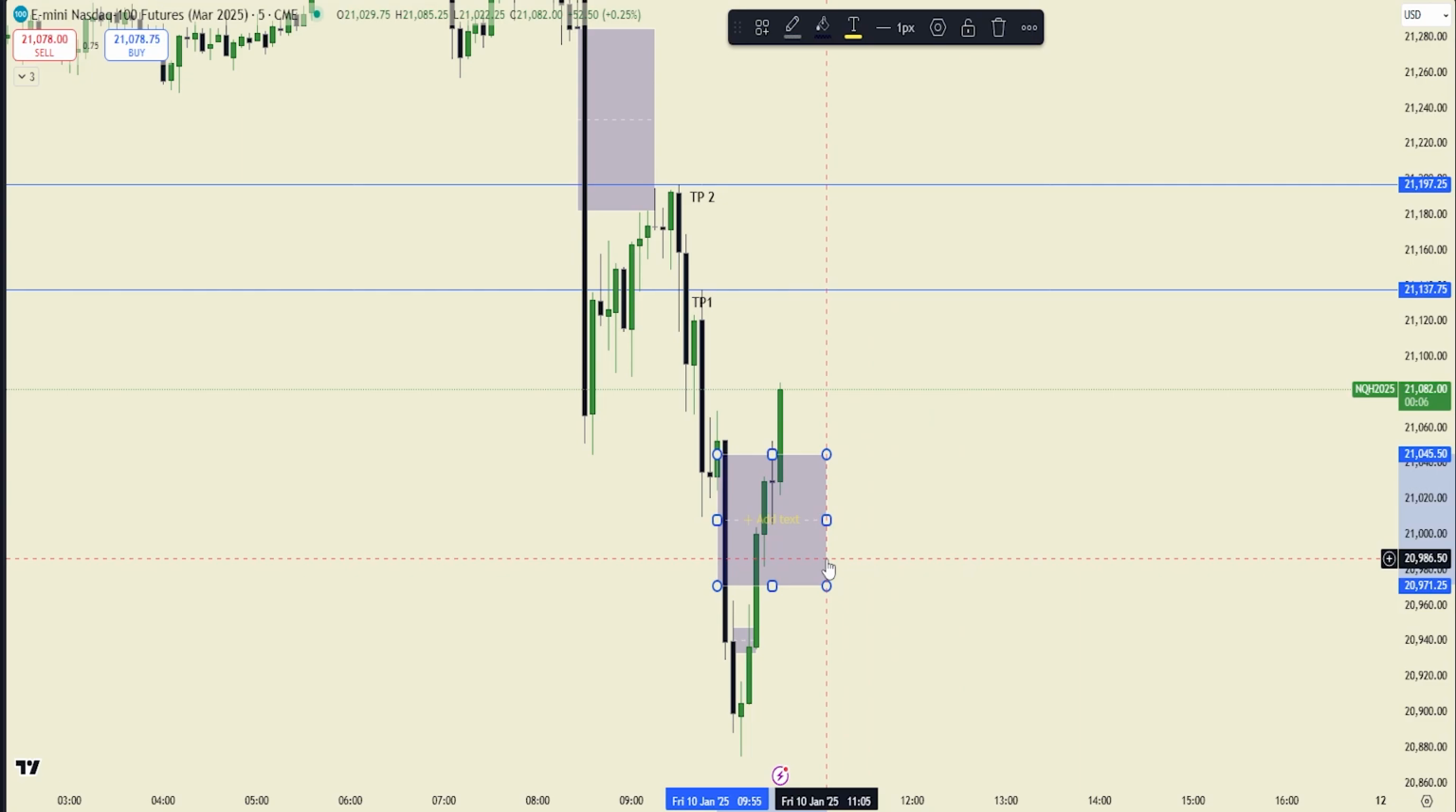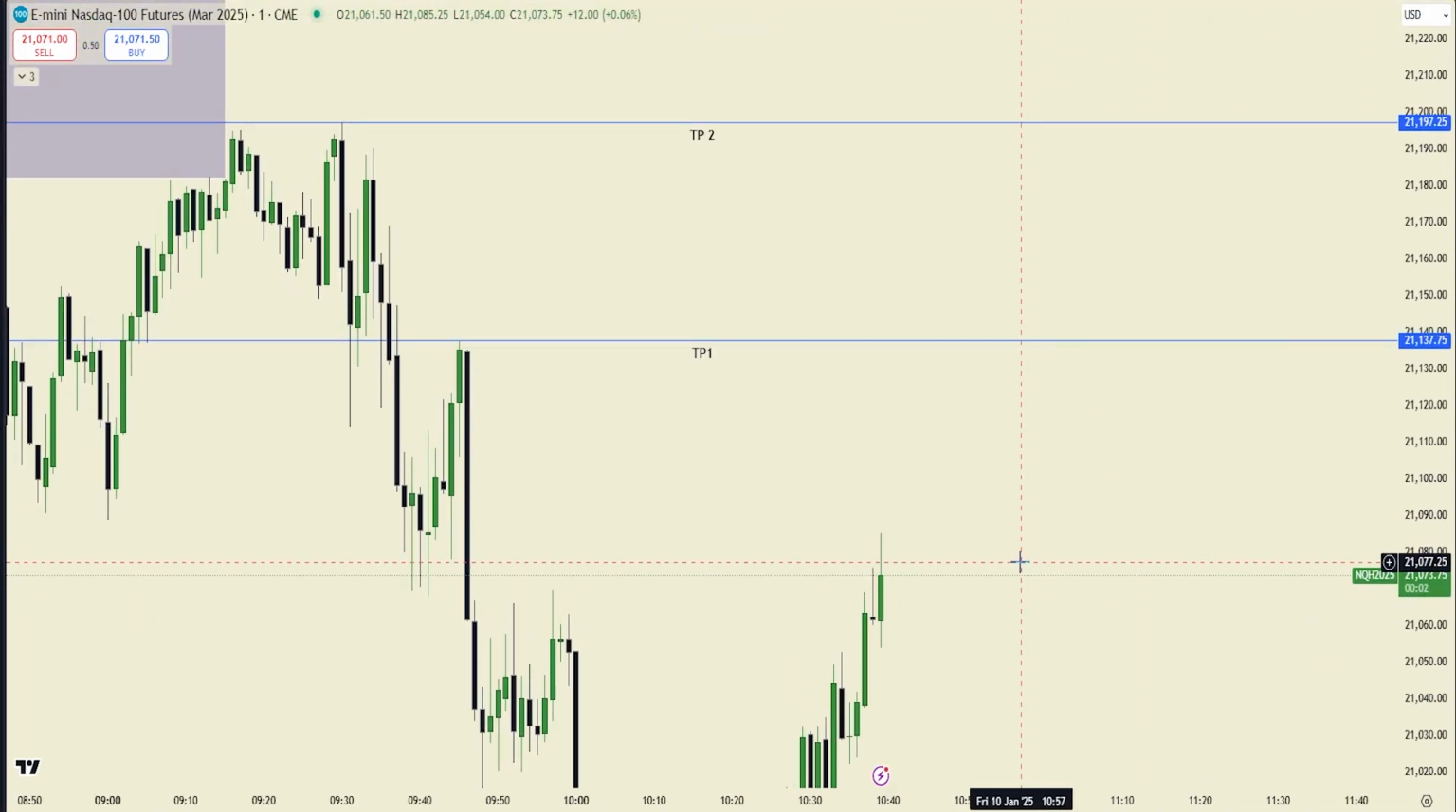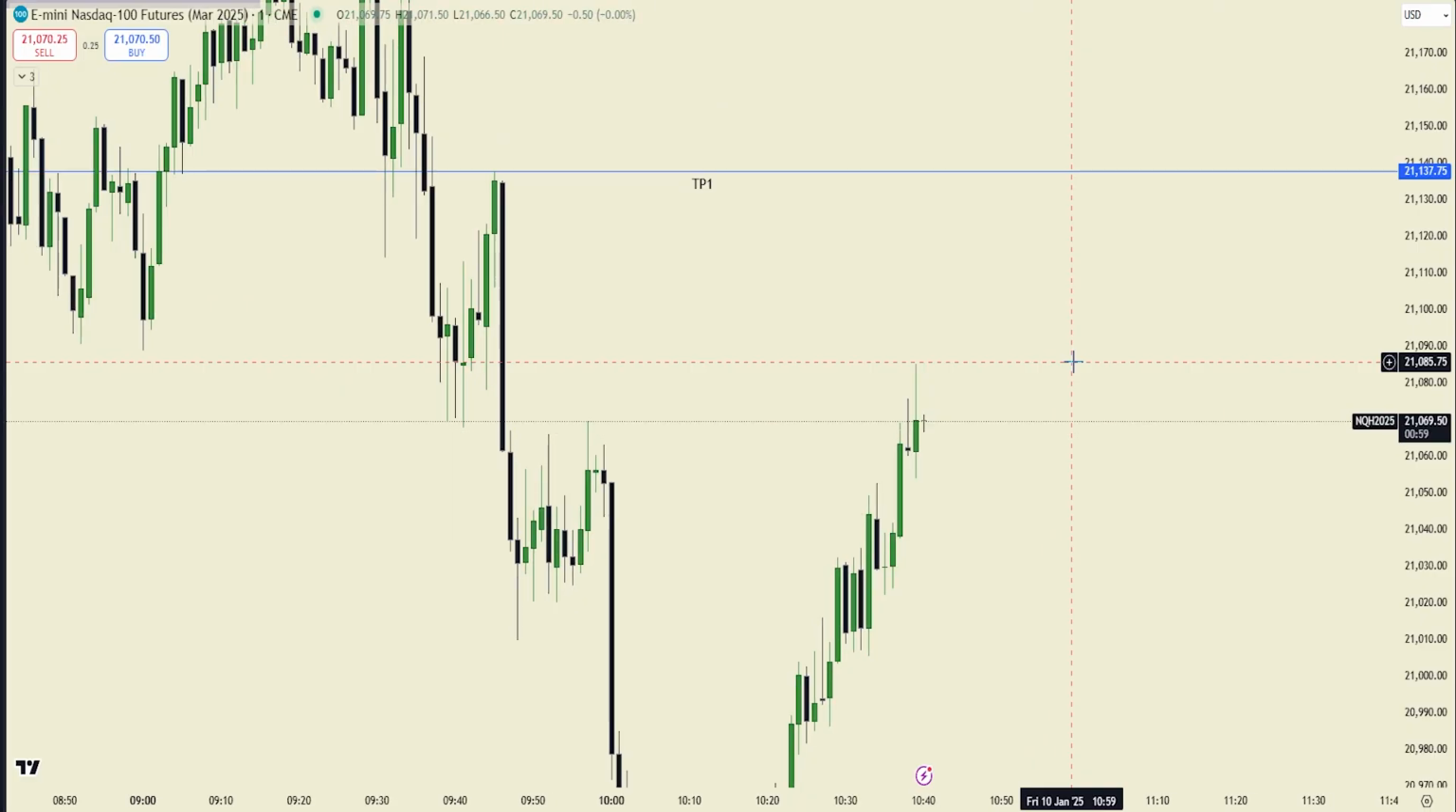All right, so I like this momentum. I like this speed over the previous high, so hopefully we just continue to see that.